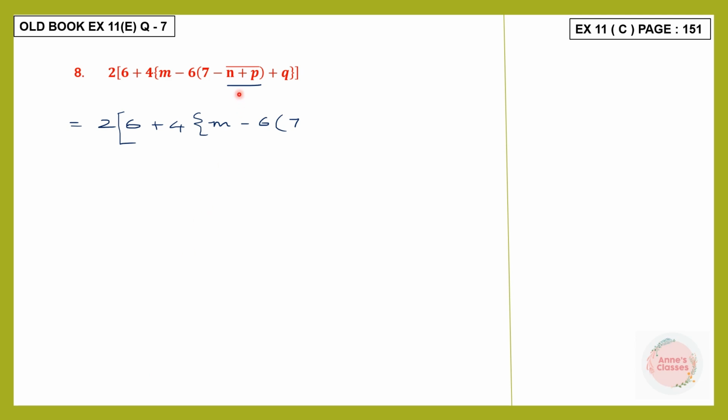Now we are going to work out what is inside, isn't it? Now n plus p, they are unlike terms. You can't simplify. So look at the sign before that. It's minus, so change the sign of n plus p. So n will become minus n and p will become minus p. So we are going to close the brackets. Then what is left is plus q and close brackets.